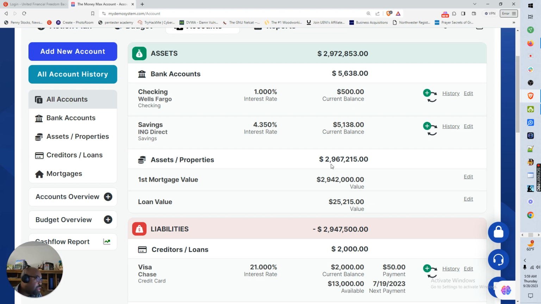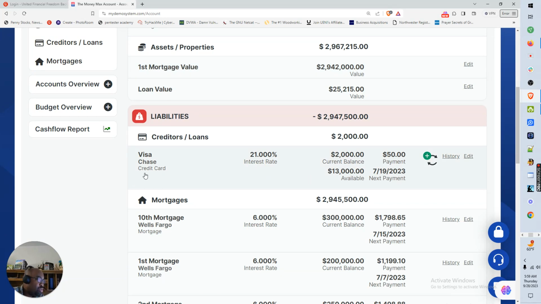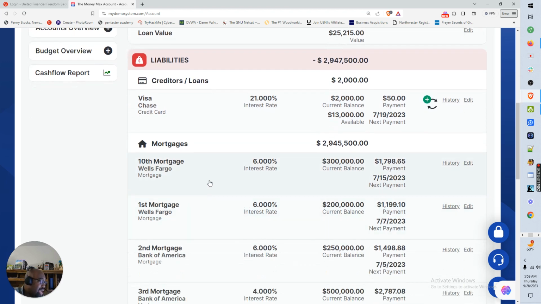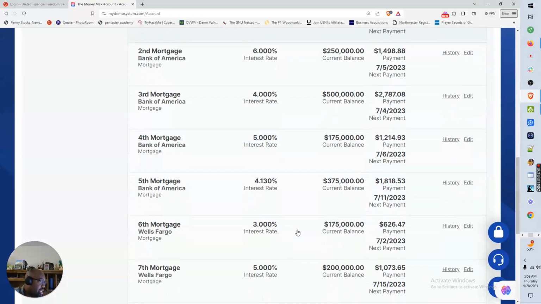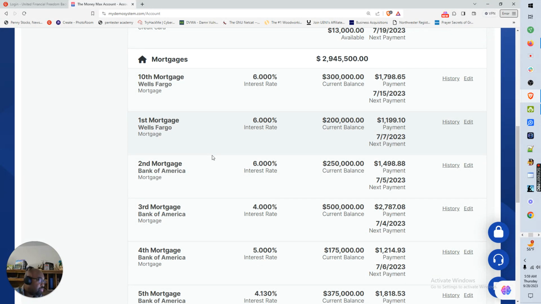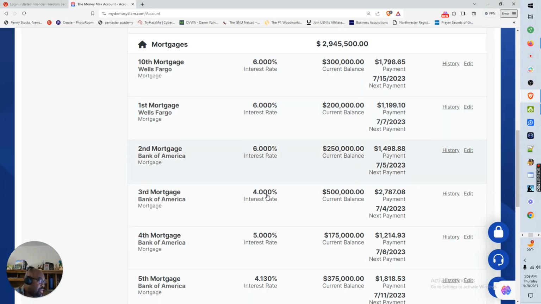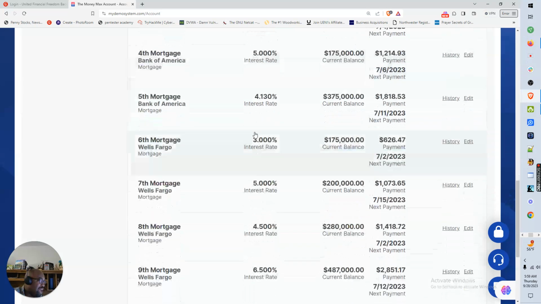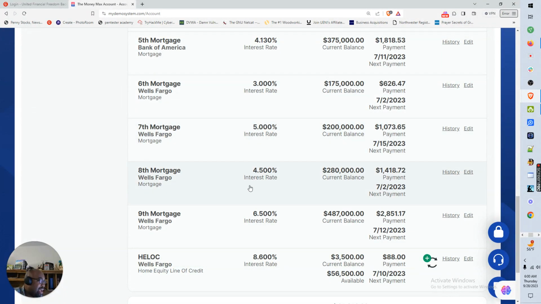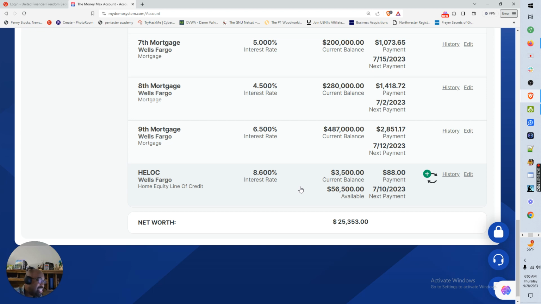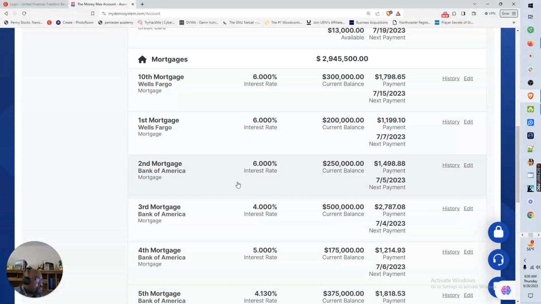First mortgage value, we got 2.942 million. We do still have the credit card, right? $2,000 there. And we have the 10 mortgages, all right? Now look at all of these mortgages. There's different interest rates on them: 4, 6, 5, 4.13, 3, 5, 4.5, 6.5, 8.6, right? So we have all these different mortgages, and actually the last one is a home equity line of credit.